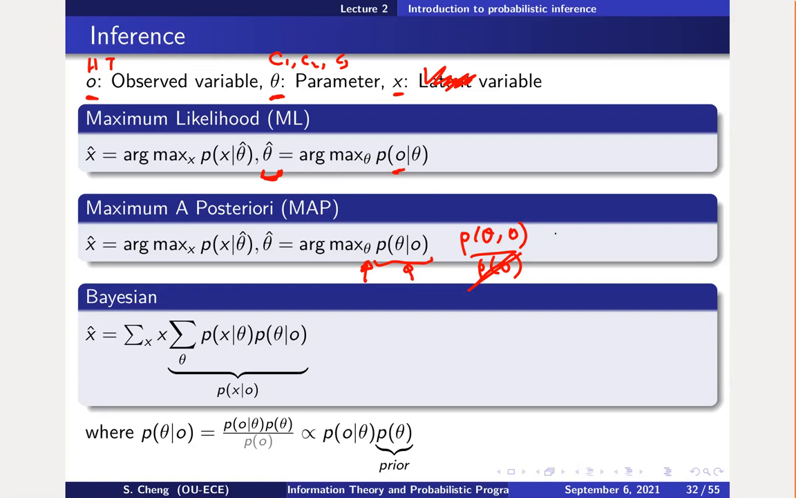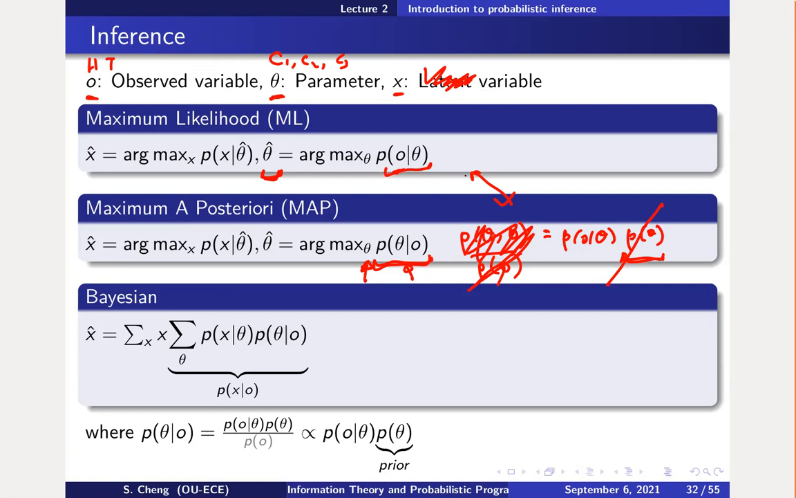And P(theta, O) is equal to P(O | theta) times P(theta). So if I'm doing MAP, P(theta | O), I'm trying to maximize P(O | theta) times P(theta). And if I assume this prior is uniform, then it would be just a constant, right? This would be gone. So then MAP will be exactly the same as maximum likelihood here.